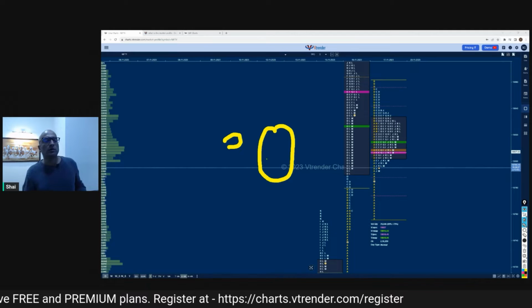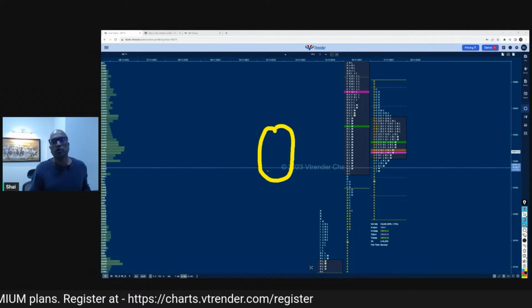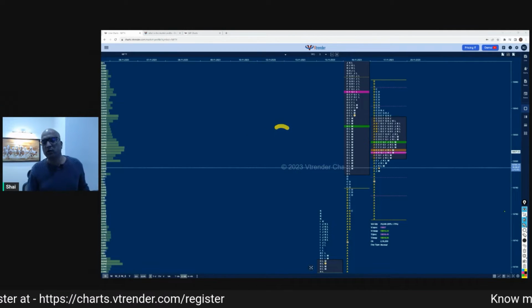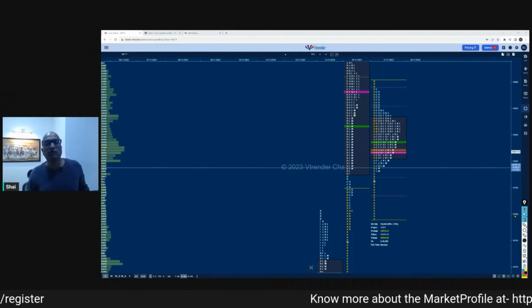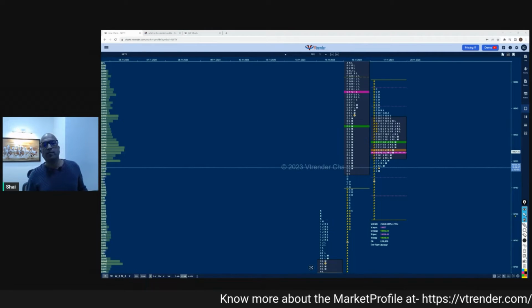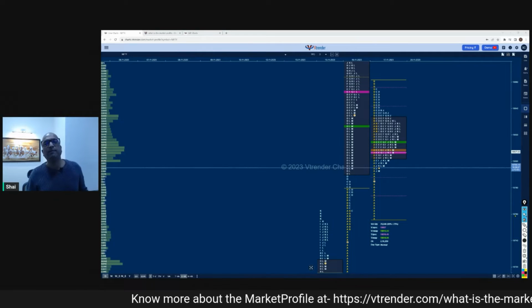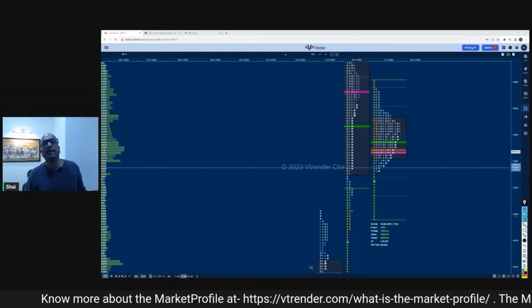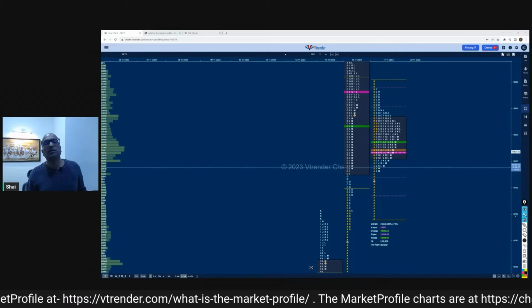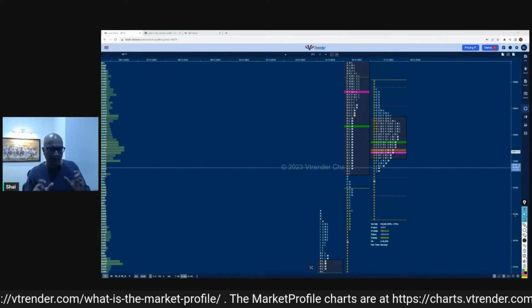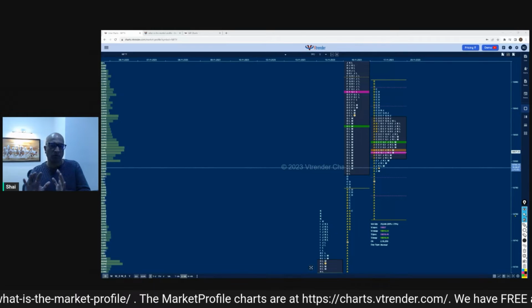So TPO is short for time, price, opportunities. Now I want you to remember this word, because we're going to be talking a bit more about it. Whenever we talk about a market profile chart, this word TPO is always there. Now, what is this TPO? What does TPO mean? It's short for time, price, opportunity.